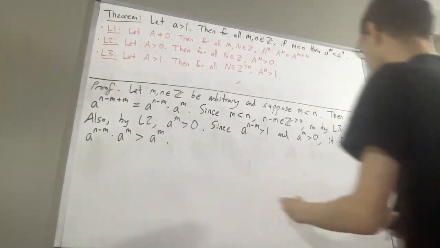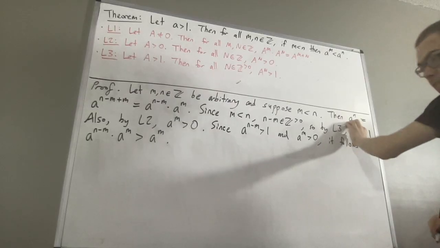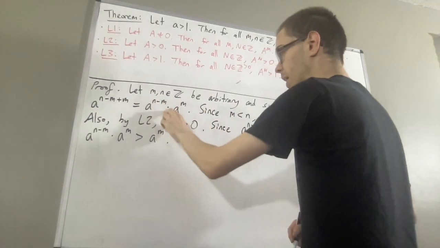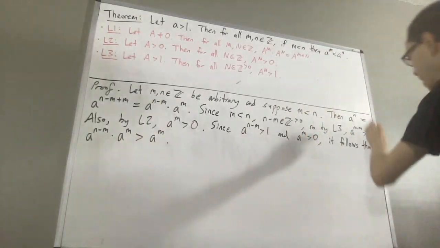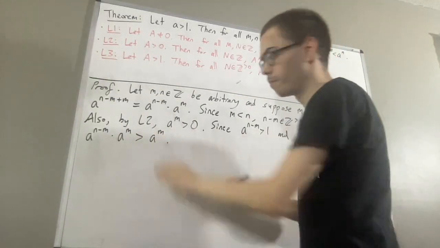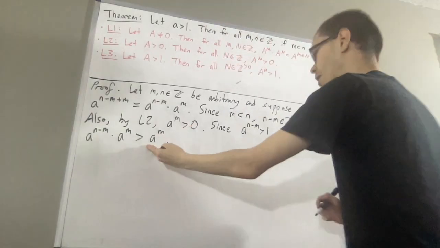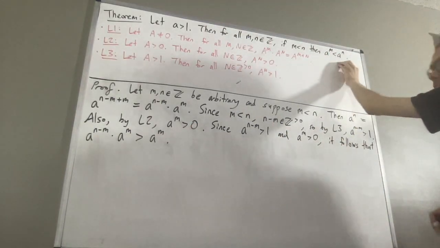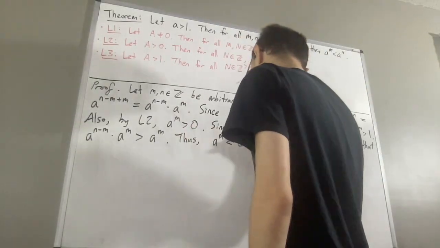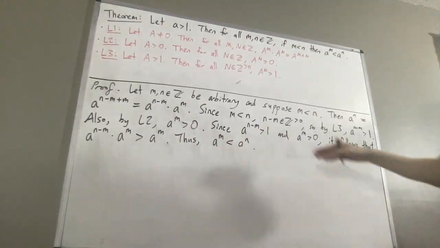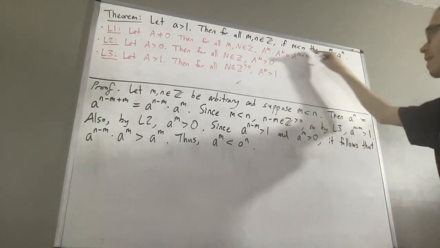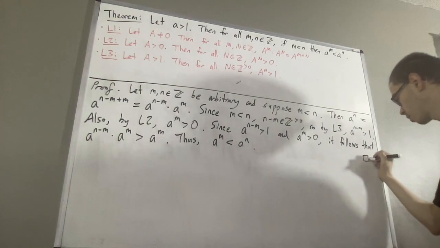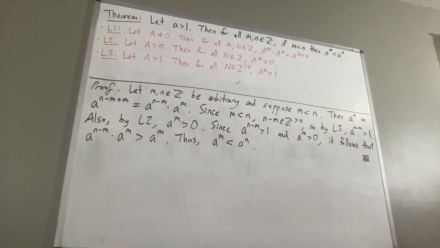So putting this all together, we say a to the power of n is equal to a to the power of n minus m times a to the power of m, which is greater than a to the power of m. Therefore, a to the power of n is greater than a to the power of m. Or in other words, a to the power of m is less than a to the power of n, which is exactly what we wanted. And that's it. So we've shown if m is less than n, then a to the power of m is less than a to the power of n. So we've proven exactly what we wanted. So this completes the proof. And so that's pretty much it for this video.